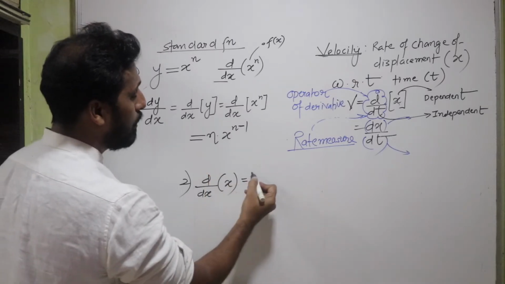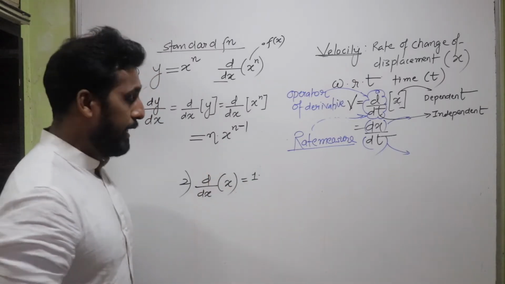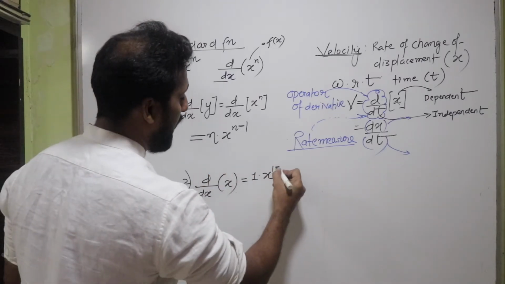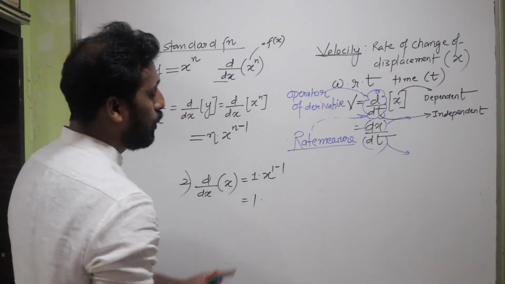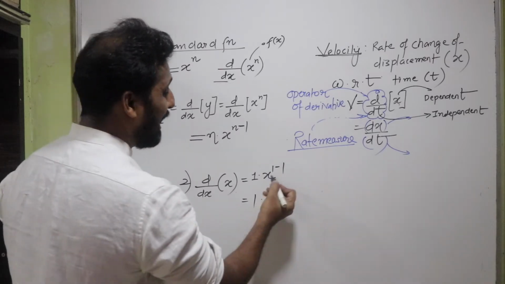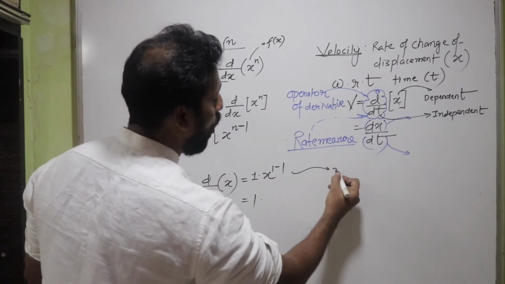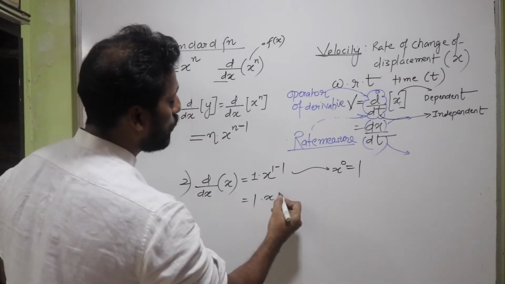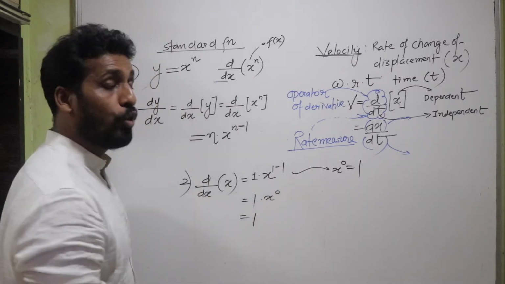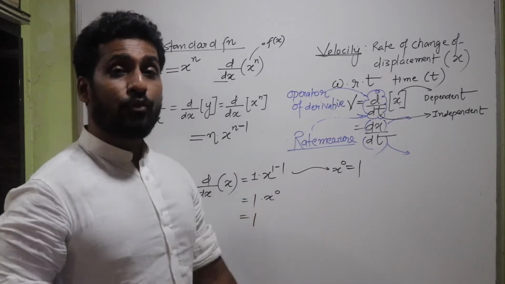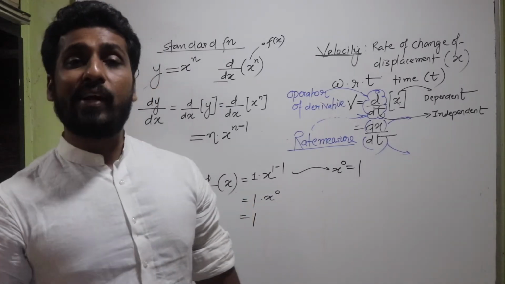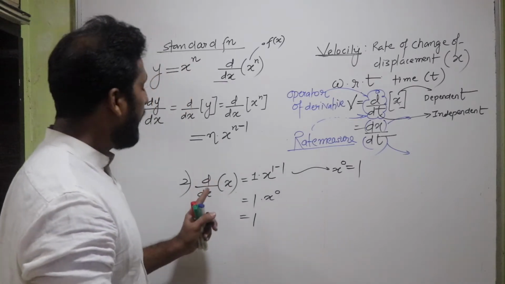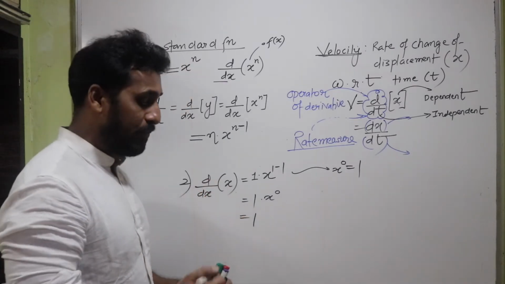X raised to n. So n is taken as 1 into x raised to, n is 1, so 1 minus 1. So I get 1 into 1 minus 1 becomes 0. So that's x raised to 0. And don't we all know that a raised to 0 is 1. So that's 1 into x raised to 0, which simply comes out to be 1. So students, from here we have understood that derivative of x raised to n is n x raised to n minus 1, and derivative of x is 1.